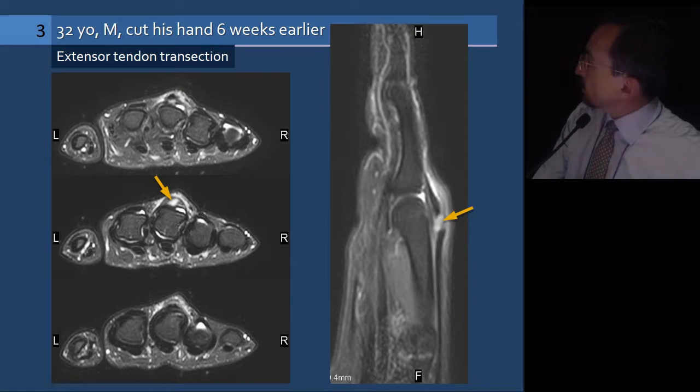So in this third patient here, this is not a question, obviously. There is this extensor tendon transection in this particular location here. There is this complete tear of the extensor tendon, but it still remains within the tendon sheath. So there had been some proximal retraction of the tendon, that's for sure. And then there is some edema of the sagittal bands on both sides. But otherwise, what happened here is the transection of the extensor tendon with the proximal retraction of about 1 centimeter.